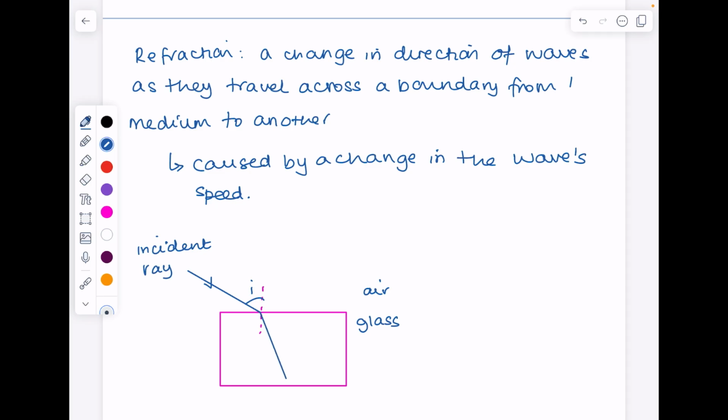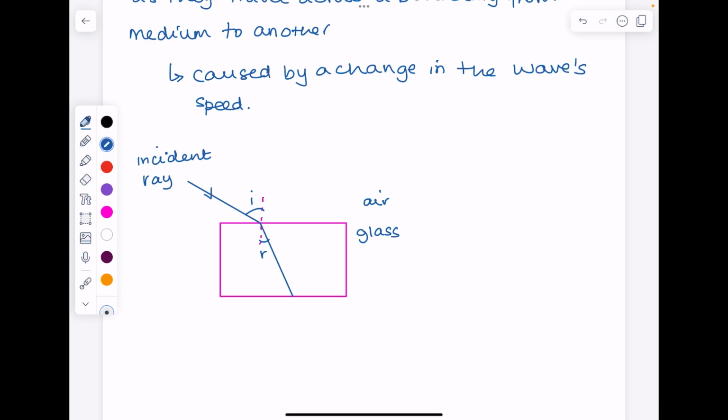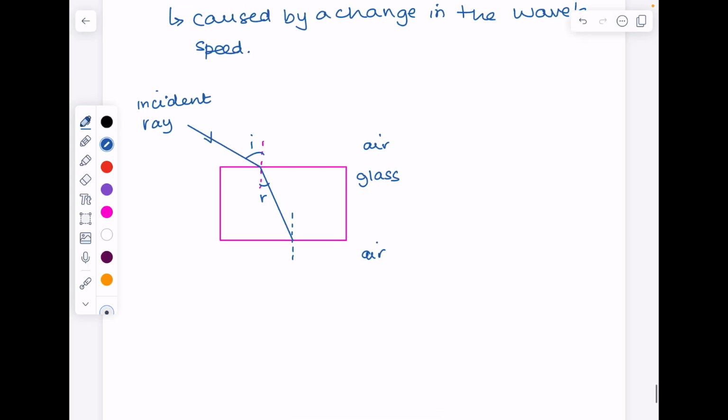So as you can see, this ray has come closer to the normal. It hasn't stayed unaffected, it's moved closer to the normal like this. There's my angle of refraction. We need a new normal here because we're about to go from glass to air again. This time, as the ray enters the air, it speeds up, and so it's going to change direction again, this time away from the normal. And actually, we need to try and make sure that that ray is parallel to this incident ray here. Try and make those as parallel as possible.